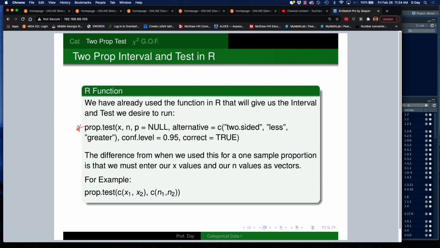So it has all the same inputs in it. The difference between what we did before and what we're going to do now is we have to find a way to get two samples in it, two x values and two n values, because you remember before when we had one sample, say we had 70 out of 500 people, x was 70 and n represented 500. We would put 70 in for x, 500 in for n, and then we'd list out anything else we needed in this case.